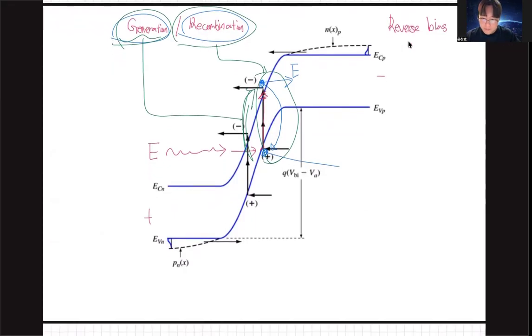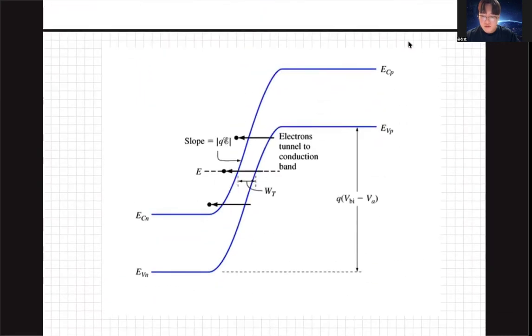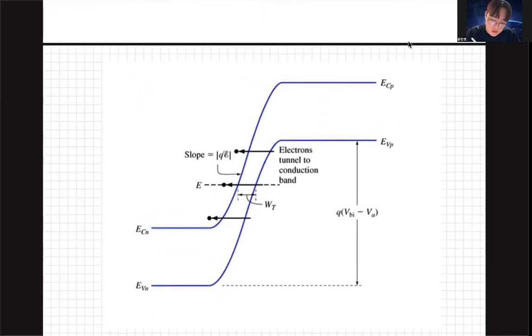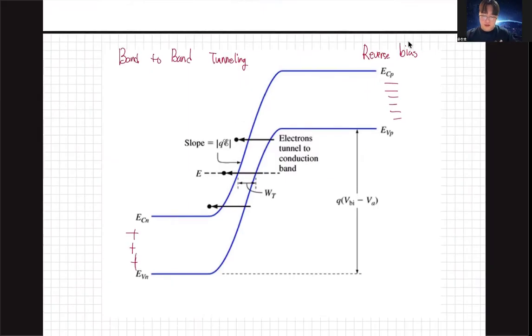and the opposite process is the inverse. And next, I will tell you about band-to-band tunneling, aka BTBT, which happens when the reverse bias is very, very heavy. There is some minus and plus.